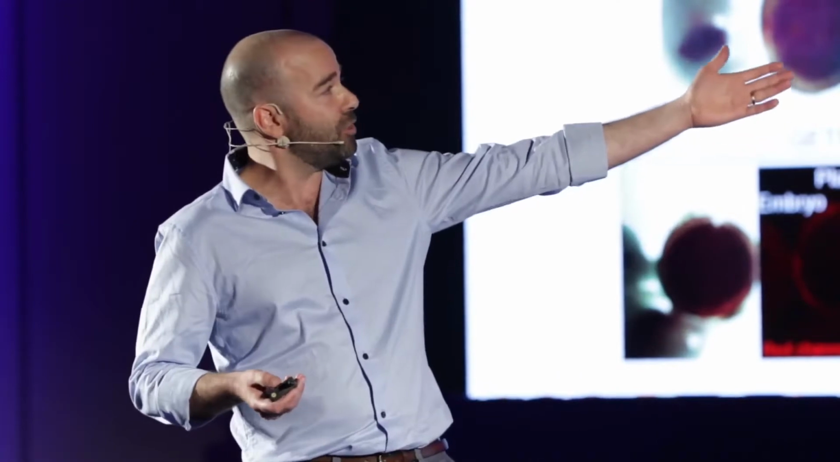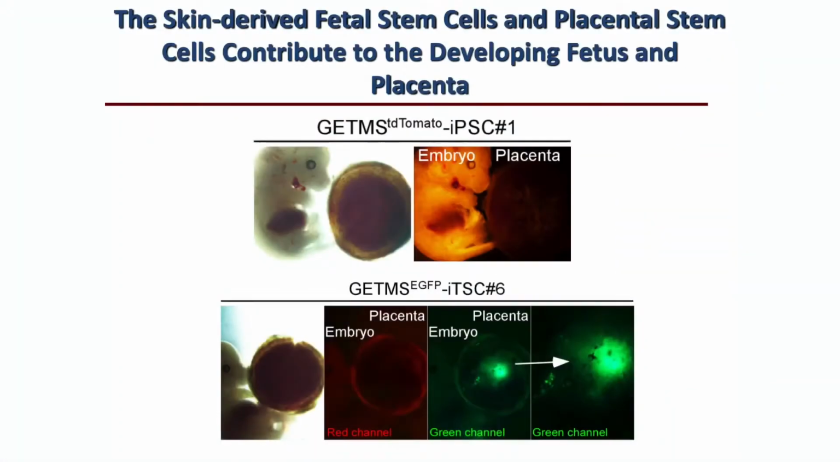Next, okay, we have cells that look like the real thing, but we really wanted to know whether these cells are functional. For that, we took the fetal stem cells, for example, stained them red, and injected them into a developing embryo. If our cells are okay and they function, the embryo should be red. And this is exactly what you can see here. On the upper panel, you can see the embryo and the placenta. This is, of course, mouse, not human. And you can see that the embryo is red, the placenta is negative.